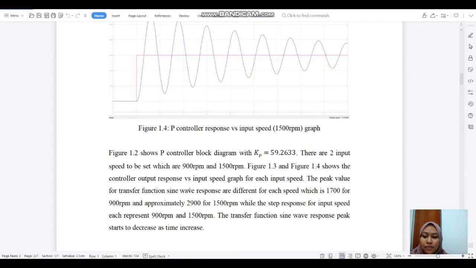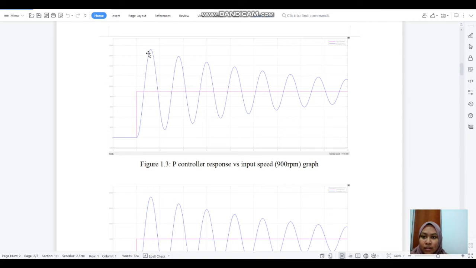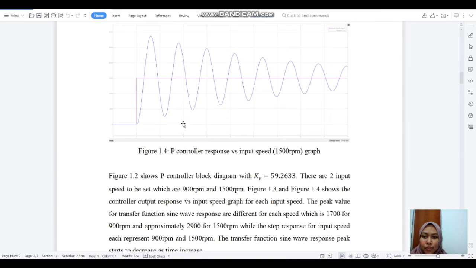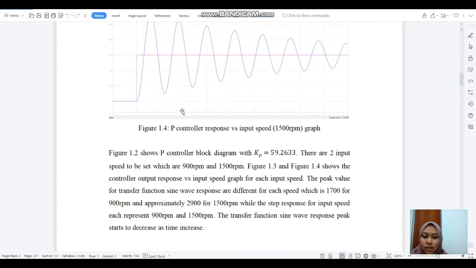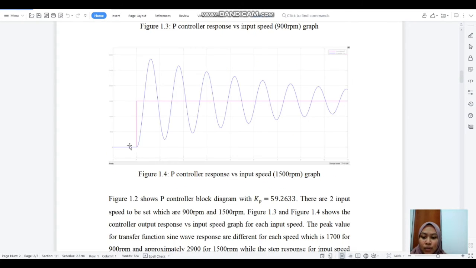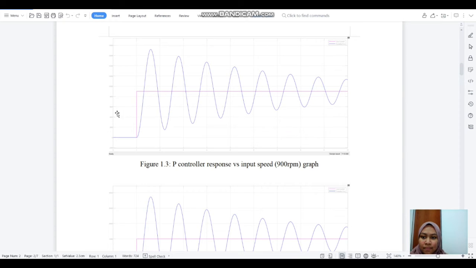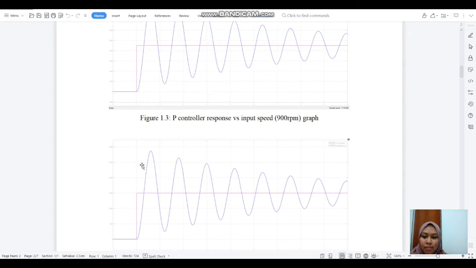The peak value for the transfer function response is different for each speed, which is 1700 for 900 RPM and approximately 2900 for 1500 RPM, while the step response for the input speed represents 900 RPM and 1500 RPM, and the transfer function sine wave response peak starts to decrease as time increases. So the peak started to decrease as the time increased, same as this one.